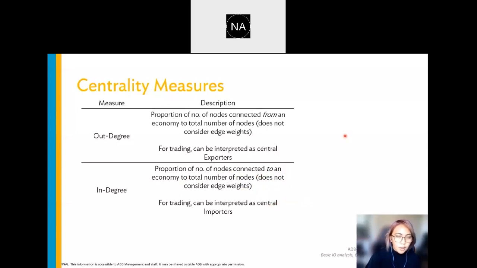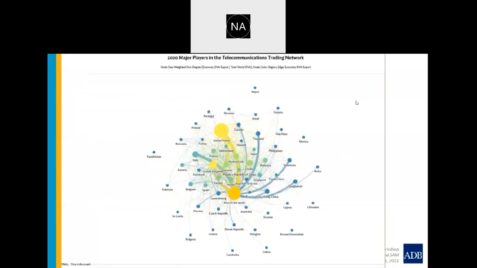The second one, in degree, is just the number of nodes connected to an economy. The same interpretation, economies with high in degrees means they are importing from a lot of other economies. Out degree in trade network terms is simply just the percentage of exports, and then in degree is the percentage of imports by count of nodes.